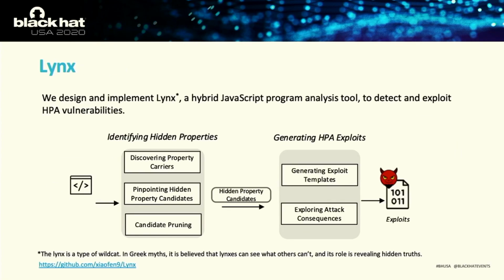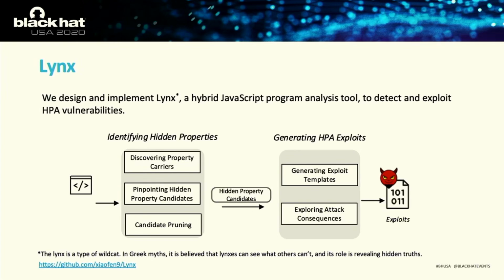So to overcome these challenges, we designed and implemented Lynx, a hybrid JavaScript program analysis tool to detect and exploit HPA vulnerabilities. The lynx is a type of wildcat, and in Greek myths, it is believed that the lynx can see what other people can't, and its role is revealing hidden truths. So in our system, it's for revealing the hidden properties.